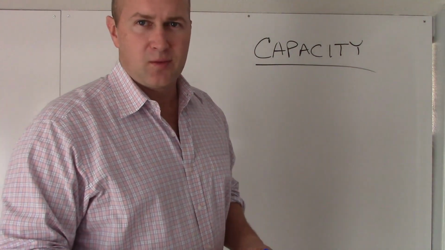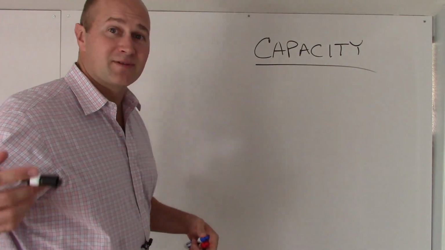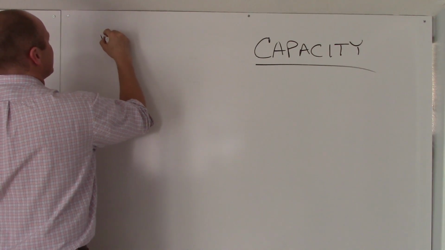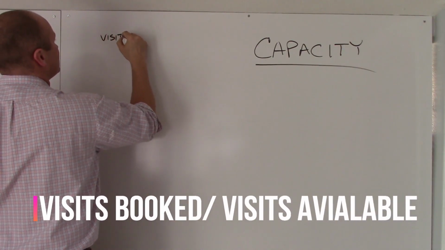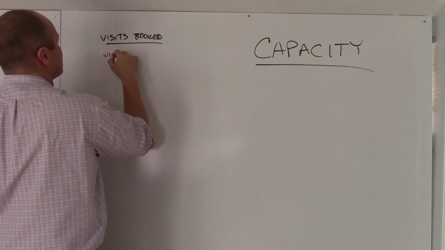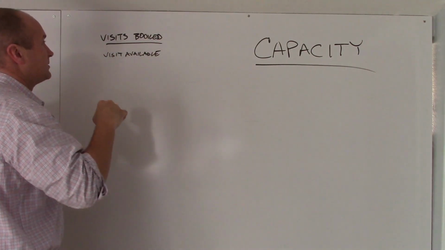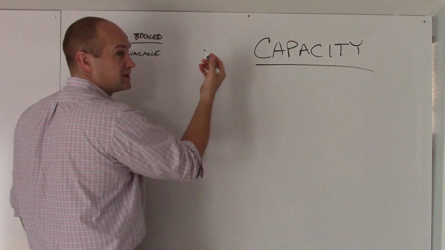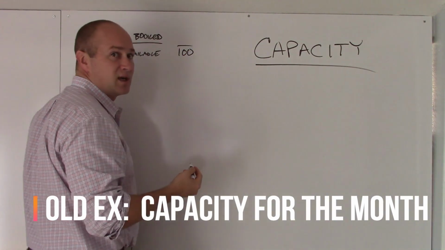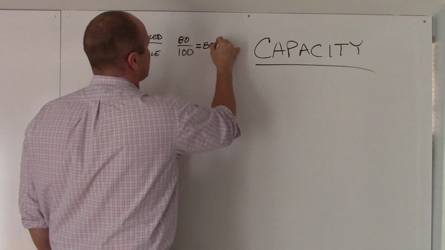Okay, so when I first started out, I didn't know what I was doing. This is how I calculate capacity, and this is how most of us think about this too. We were just talking about pretty much visits booked versus visits available. Say you have, just to keep it simple, 100 total visits a month, you booked 80 of them, that equals 80% capacity.